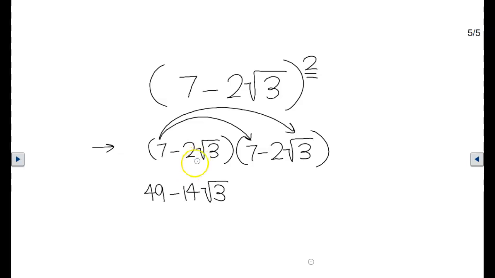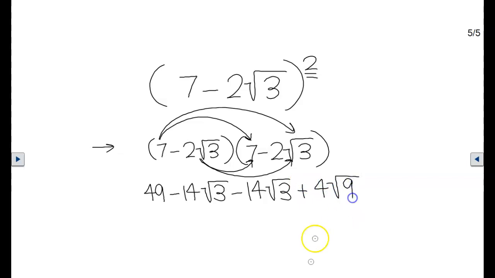Now we'll take the second term, negative 2 square roots of 3, and distribute. So negative 2 square roots of 3 times 7. Outside times outside is negative 14. Inside times inside, 3. And then finally, we'll do negative 2 square roots of 3 times negative 2 square roots of 3. Outside times outside is positive 4. Inside times inside is 9. So distribute, just like you always have. And remember that when you multiply the outsides and the insides.